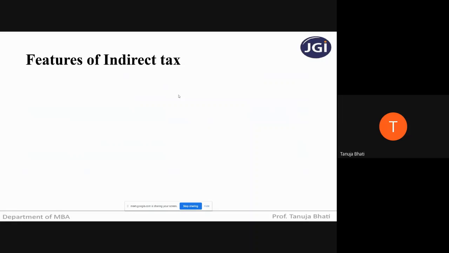Now, what are the features of indirect tax? When I say features of indirect tax, it means how indirect tax is different from direct tax. So it is an important source of revenue. The government gets its revenue only through tax, and we know that it is either through direct tax or indirect tax. But according to the statistics, indirect tax revenue is much higher when compared to the direct tax revenue the government is receiving. So it is one of the major sources of income received by the government.